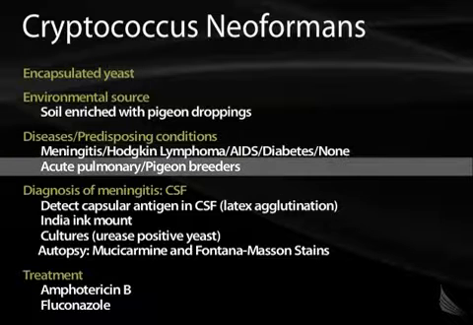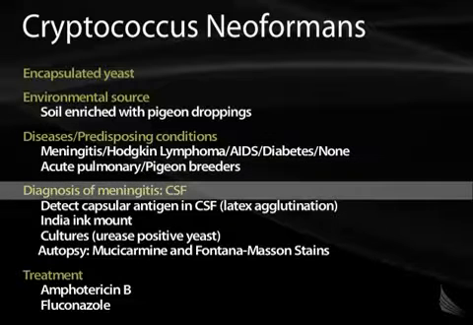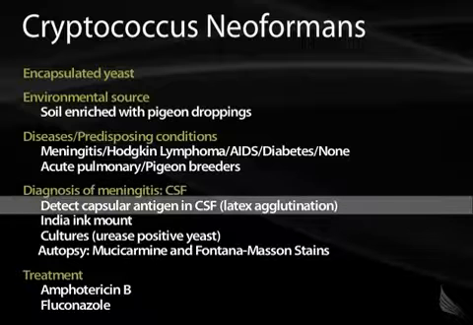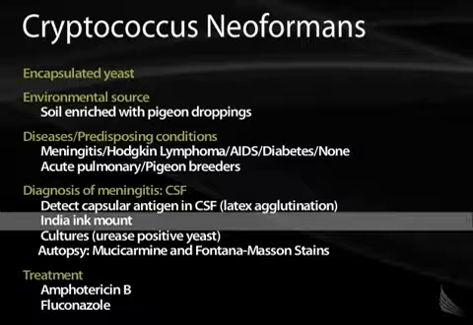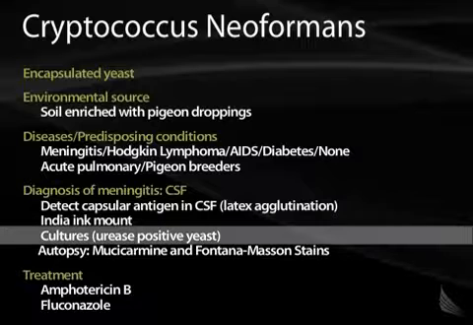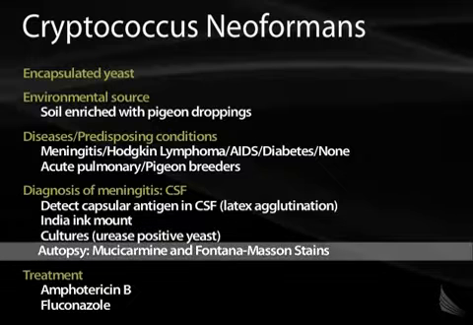You can also have acute pulmonary infection in people who are exposed to lots of the organism, such as pigeon breeders. If you want to diagnose the meningitis, you have to look at the CSF, and that's where you detect the capsular antigen with latex agglutination. The India ink mount is also important, and you can grow cultures where it will grow a urease-positive yeast. Unfortunately, we frequently diagnose it through autopsy, where we can use our Fontana-Masson stain and a mucicarmine stain.